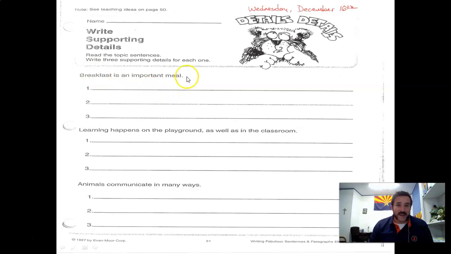What I better not see here is all about playing on the merry-go-round. That has nothing to do with breakfast being an important meal. I'm happy that you played on the merry-go-round, but it shouldn't be in this paragraph. So your assignment today is, for these 3 topic sentences, for each one, write 3 supporting details that only talk about the topic sentence or main idea.